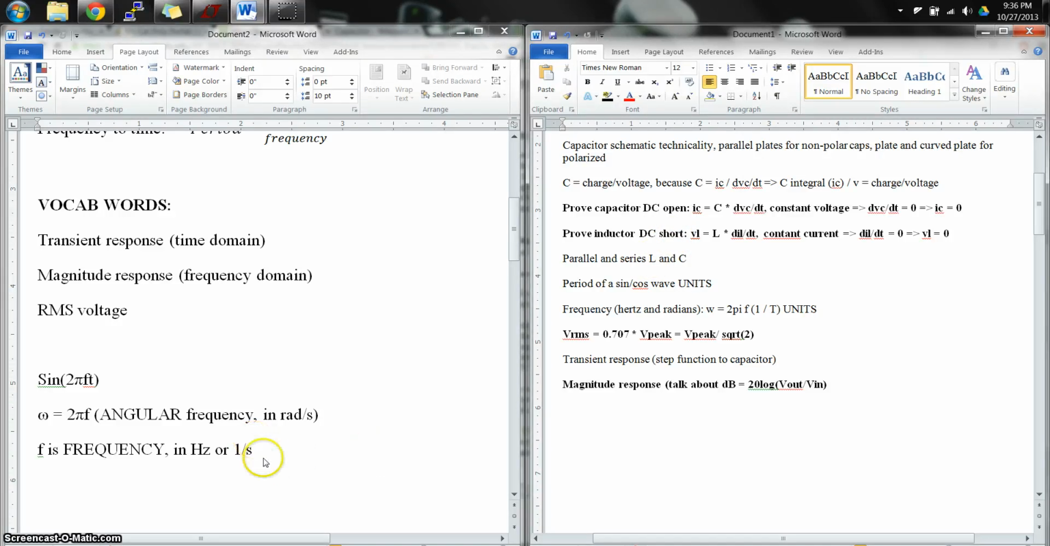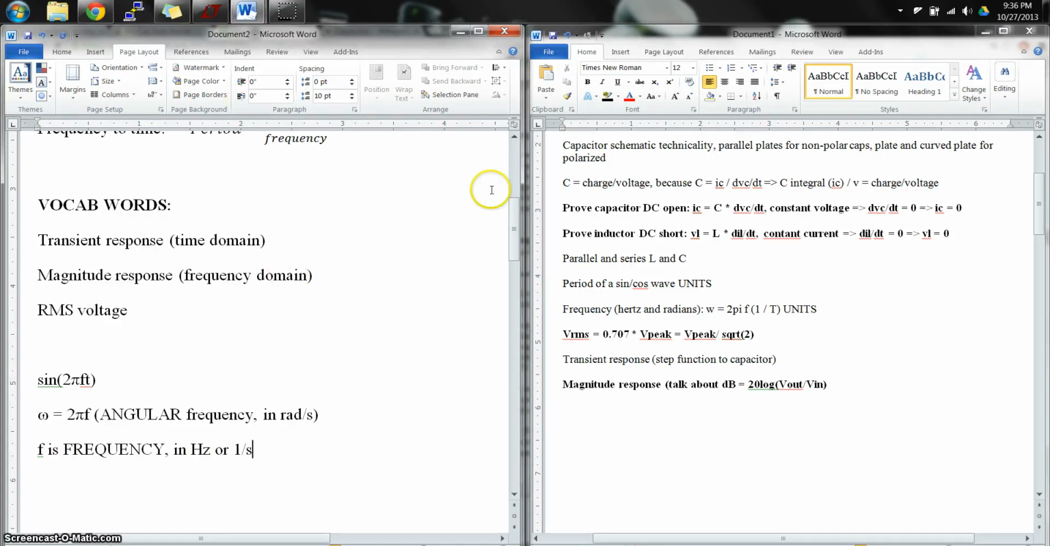I was browsing the last video real quickly, and I noticed I made a mistake, or clarification error. If you have a function like sine of 2 pi f, omega is equal to 2 pi f, and omega is a frequency. It's just not the same as f. Omega is the angular frequency, and it's given in the units of radians per second, or rad per second. F is generally the frequency, and it's given in hertz, or 1 over seconds is the unit of that. So that's just a clarification.